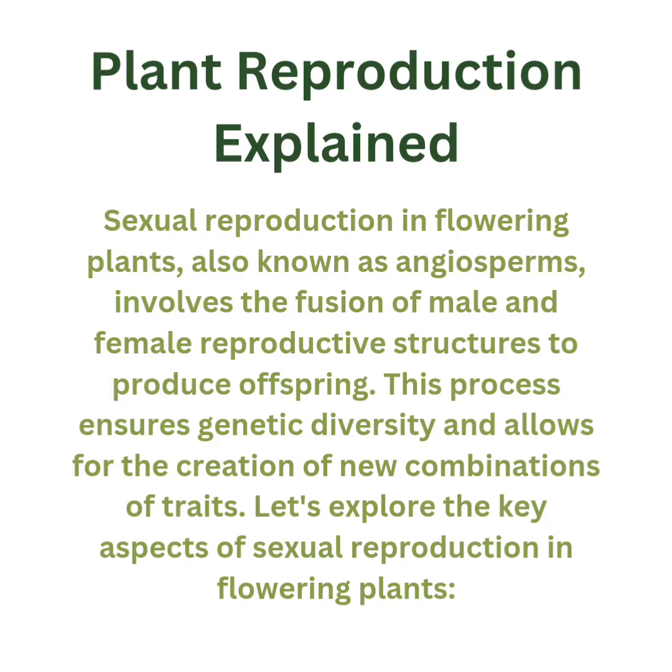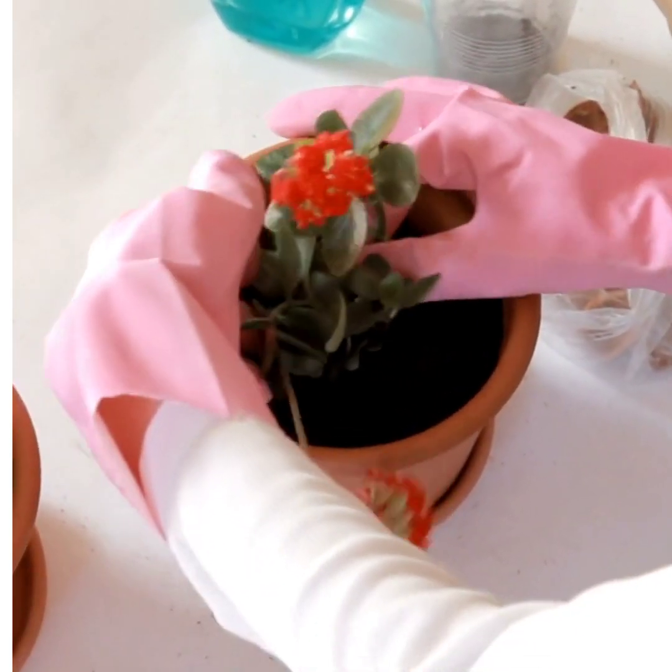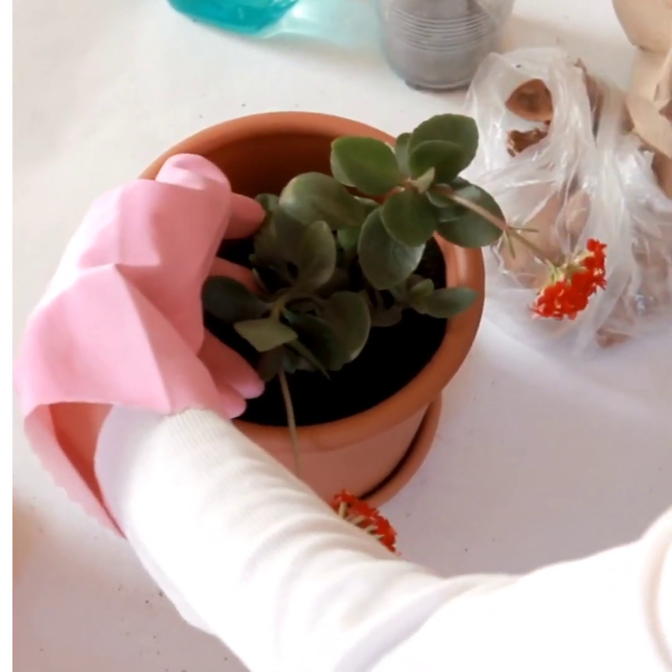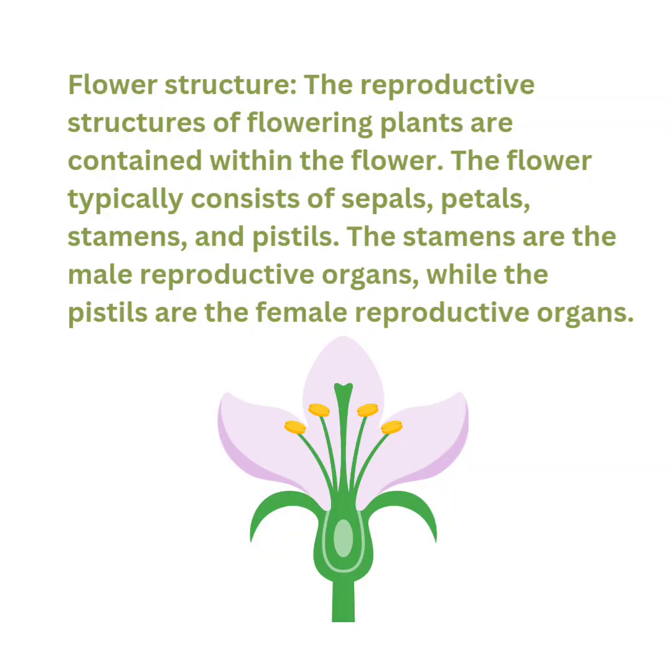Plant reproduction explained. Sexual reproduction in flowering plants, also known as angiosperms, involves the fusion of male and female reproductive structures to produce offspring. This process ensures genetic diversity and allows for the creation of new combinations of traits. Let's explore the key aspects of sexual reproduction in flowering plants.